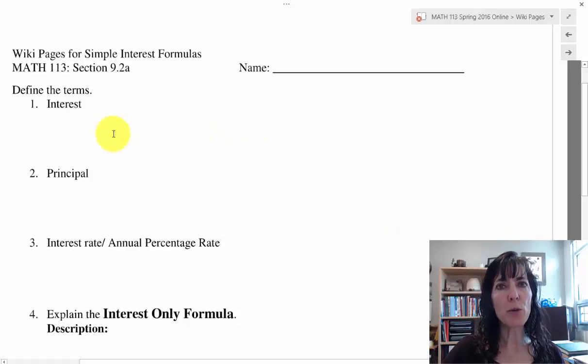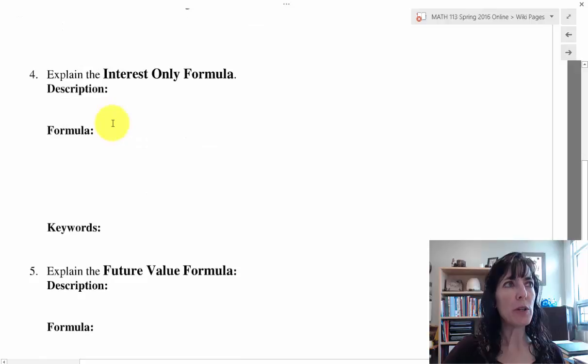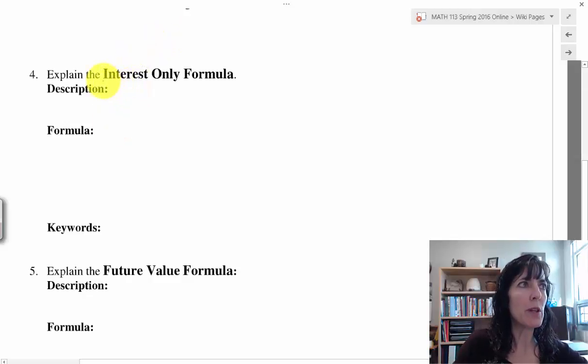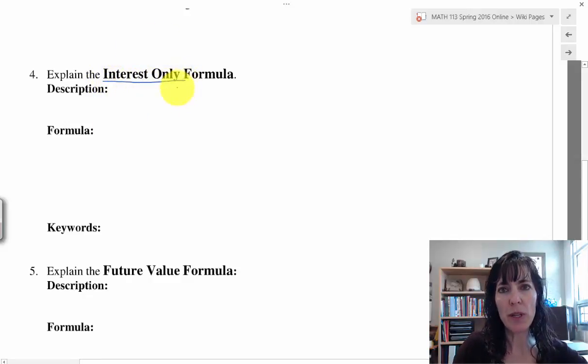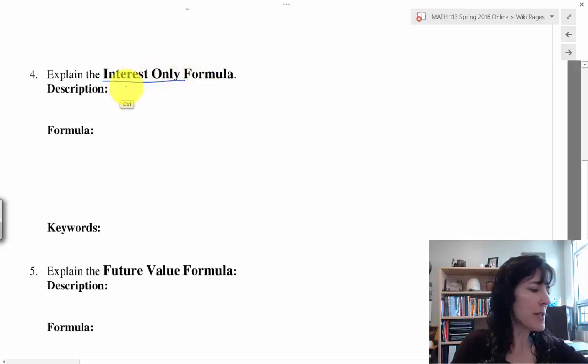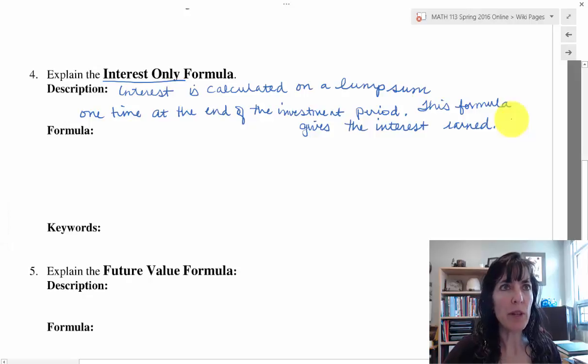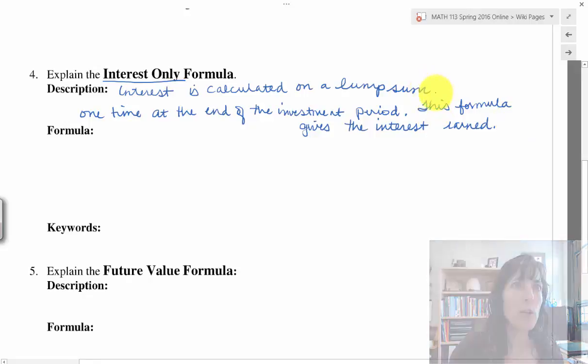So defining the terms, you'll just write a definition based on either my lecture or what you found from the book. When you get to the formulas, what I want you to do is put a short description of the actual formula. So for the interest only formula, that's the one that's just going to give you the interest for simple interest. And so I wrote down interest is calculated on a lump sum one time at the end of the investment period. This formula gives the interest earned.